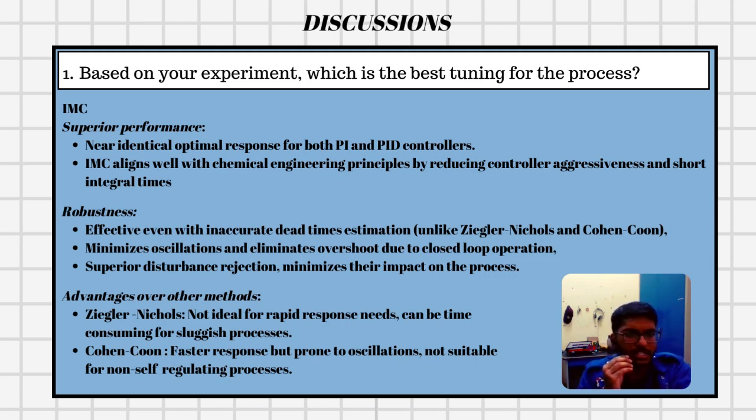Why IMC is better is because it has near identical optimal response for PI and PID controllers. It reduces the controller aggressiveness and has short integral times. At the same time, it's so effective even with inaccurate dead time estimation, unlike Ziegler-Nichols and Cohen-Coon. It minimizes oscillation and overshoot due to the closed loop operation, and it has superior disturbance rejection which minimizes their impact onto the process.